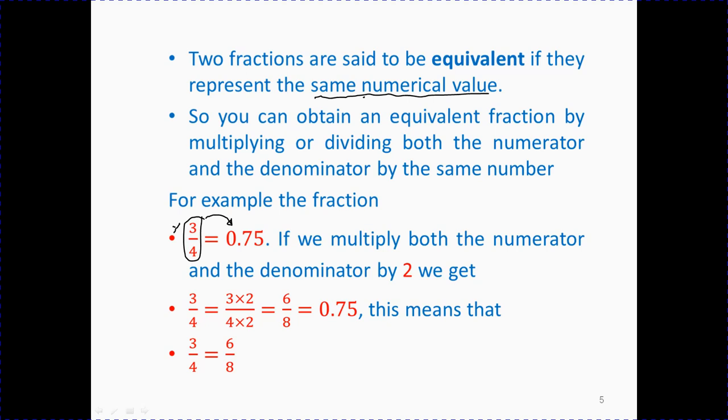So let's multiply here by 2 and also the denominator by 2. What will we get? 3 times 2 is 6, and 2 times 4 is 8. 6 over 8, if you use your calculator, you'll find that this is 0.75. So 3 over 4 and 6 over 8 are equivalent fractions. Why? Because they have the same numerical value.